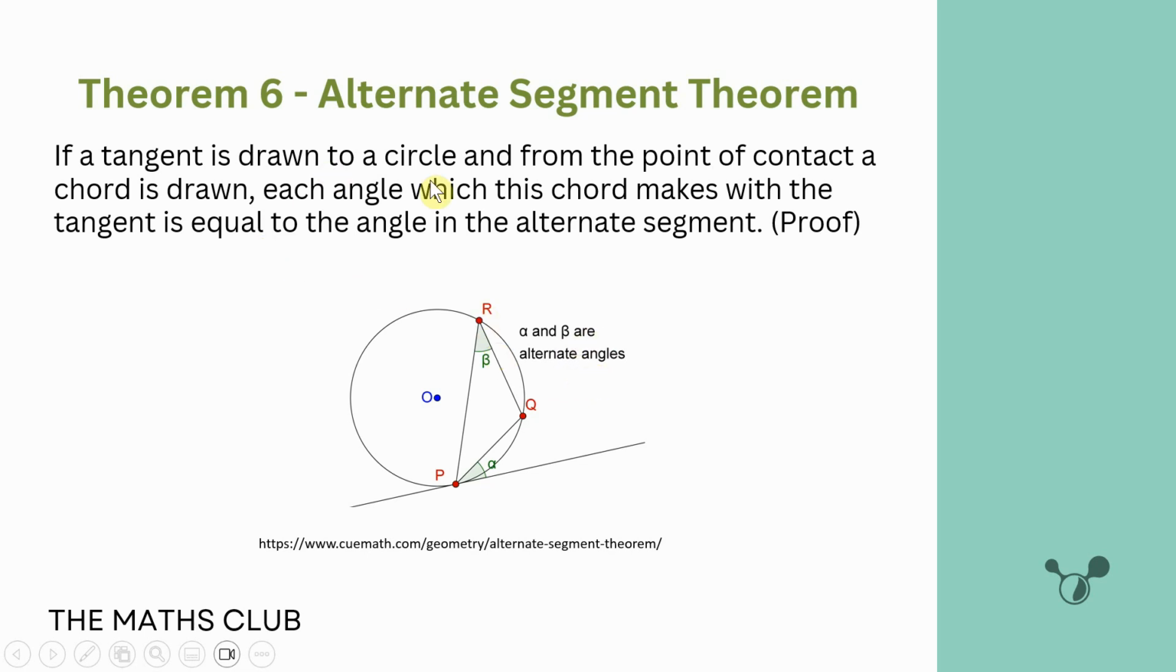So try to make sense of this. Right. So if a tangent is drawn to a circle, see the tangent, and then from the point of contact a chord is drawn. Can you see the chord PR?